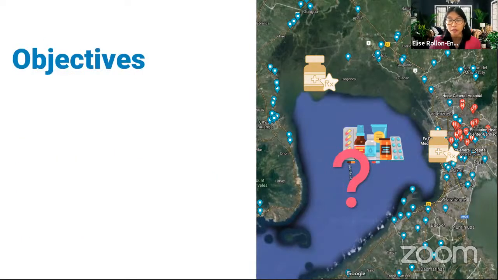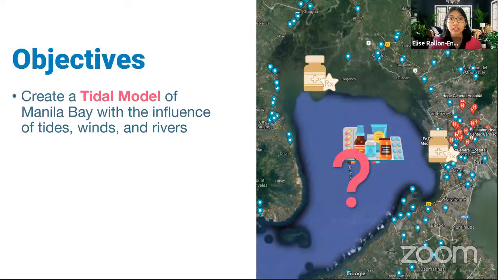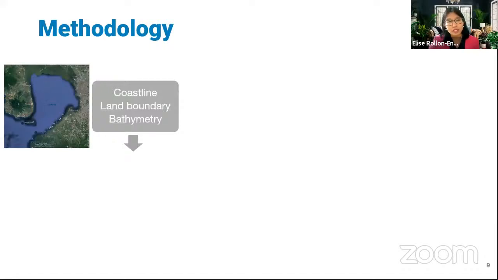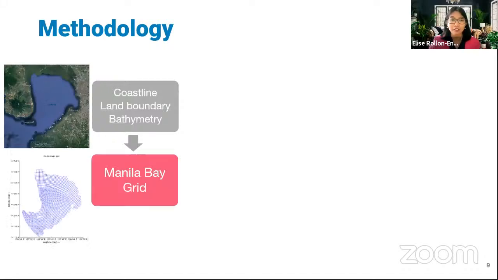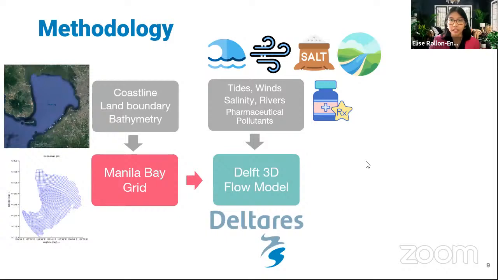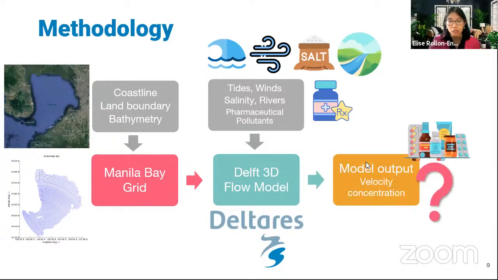And with that, we have the following objectives: to create a tidal model of Manila Bay with effects of tides, winds, and rivers, and to determine areas of high pollutant concentration. How did we do this? We started with our coastline, land boundary, and bathymetry, and from that, we made an overall grid. We gathered more information such as tides, winds, salinity, rivers, pollutants, and inputted that to the Delft3D flow model. From there, we get our output, which is the velocity and pollutant concentration.